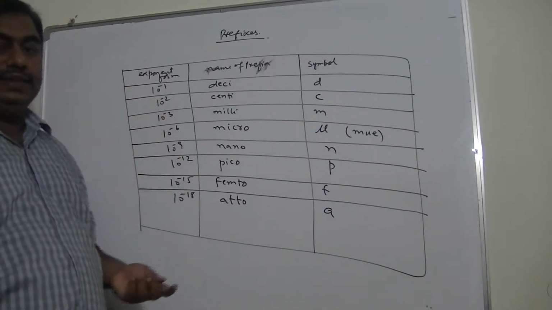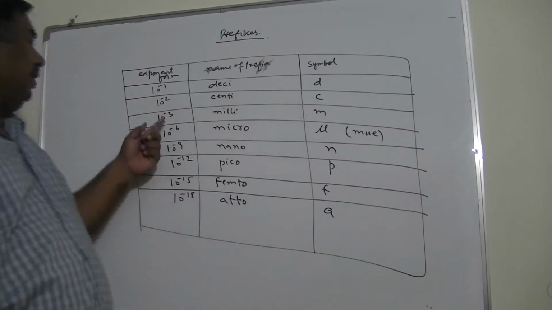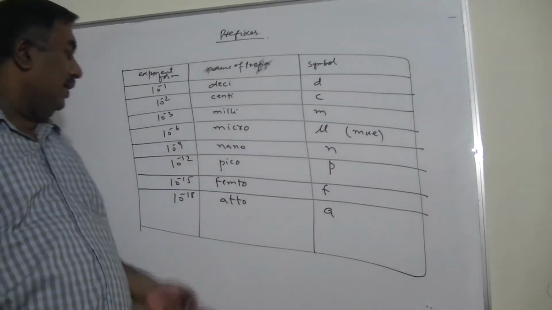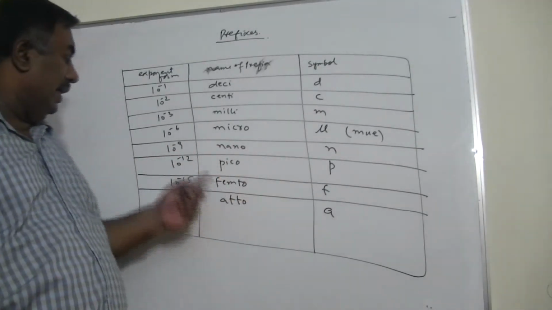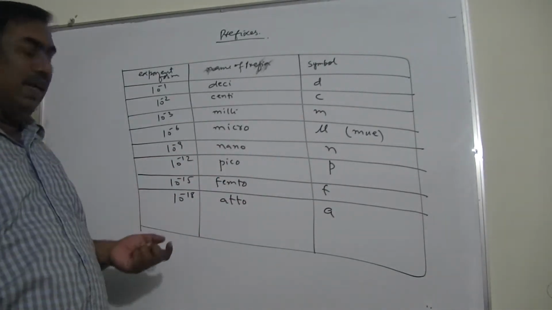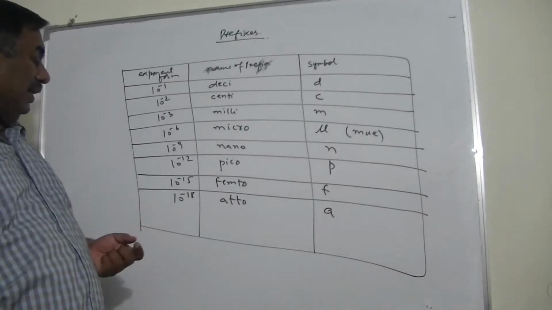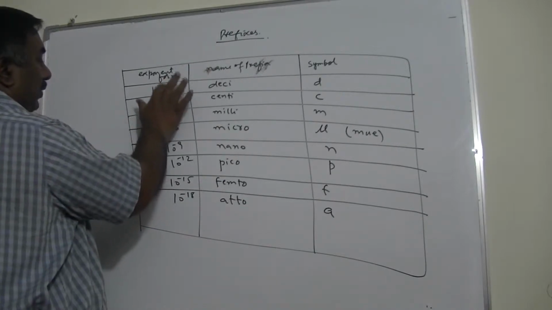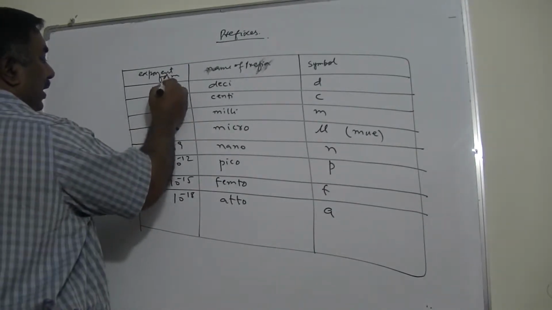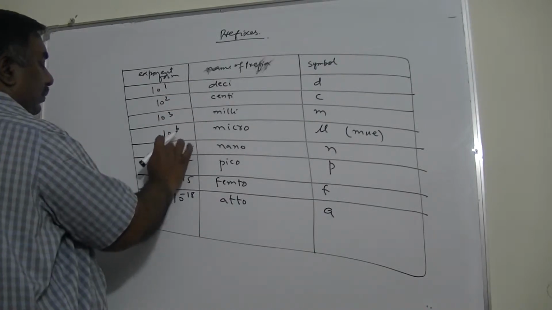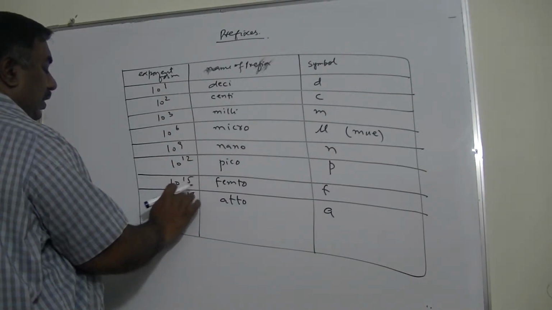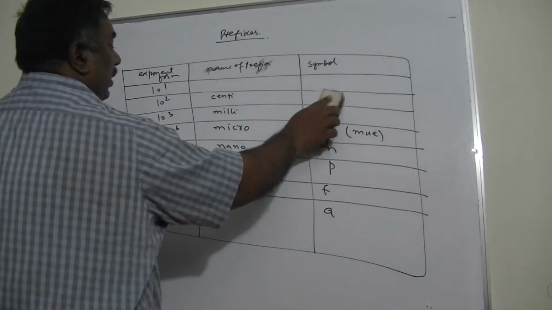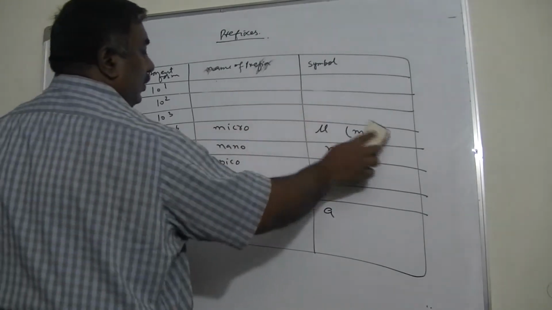10 power minus 1 is deci, 10 power minus 2 is centi, 10 power minus 3 is milli, 10 power minus 6 is micro, this is read as mu, a Greek letter. Then 10 power minus 9 is nano, small n. 10 power minus 12 is pico, 10 power minus 15 is femto, then 10 power minus 18 is atto. Now these prefixes will be with the positive exponent the same, only I'm just deleting the minus sign, but the names will be different now, of course. The name for 10 power 1 will not be deci.